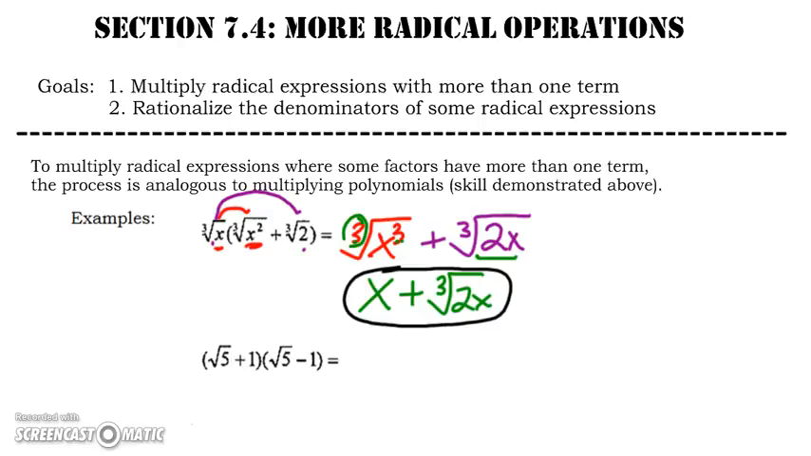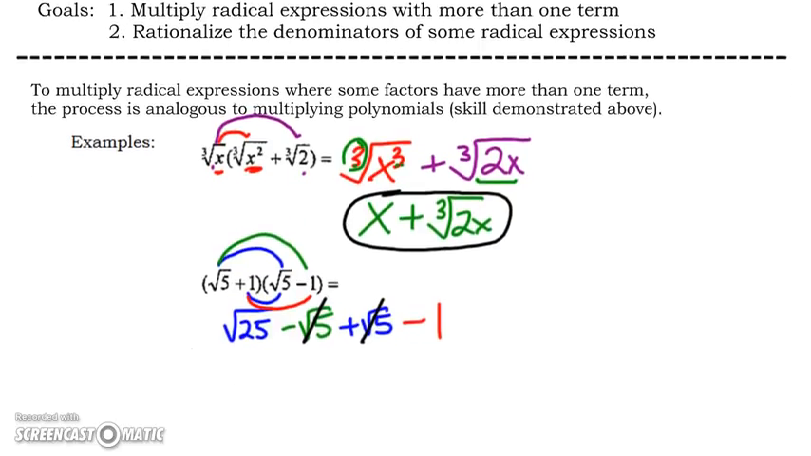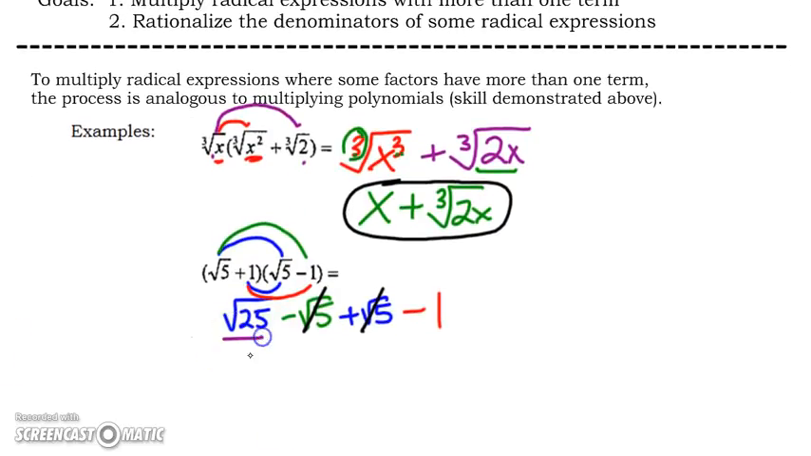Second example here, we're going to talk about foiling. So we're going to multiply the square root of 5 times the square root of 5, and we'll get the square root of 25. And we'll take square root of 5 multiplied by negative 1, we'll get negative root 5. And then the inside here, we get positive root 5. And then on the last ones, we get negative 1. You can see, just like a previous example that we talked about, the middle terms will cancel. And then we can simplify the square root of 25. That is just 5. So that's 5 minus the 1, which simplifies to 4.